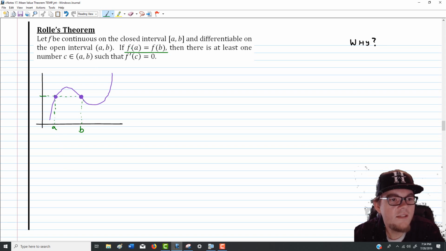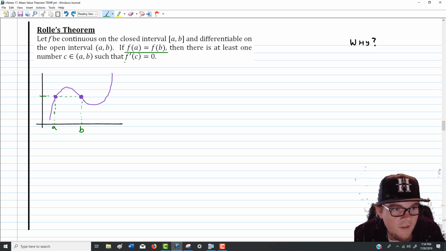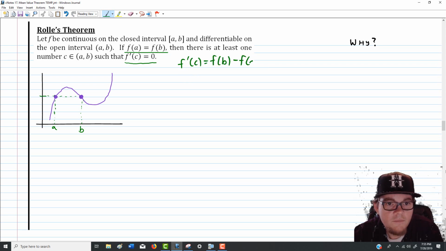If that's true, it then says if f of a equals f of b, then there is at least one number c in ab such that f prime of c equals. Now, normally we're used to that saying equals the average rate of change. It equals f of b minus f of a over b minus a. Well, think about this, though. So this little change here. Our normal thing says f prime of c equals f of b minus f of a, all over b minus a. In other words, the average rate of change.